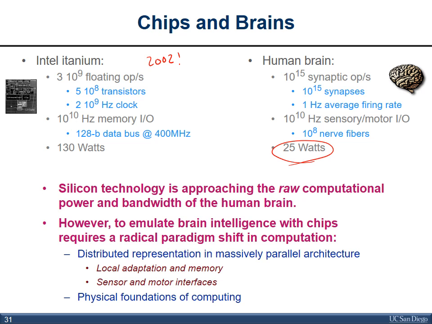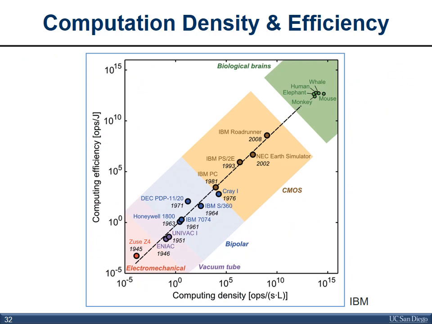So the lesson here is that silicon technology is approaching the raw computational power and bandwidth of the human brain, but it's still doing it in serial, linear, von Neumann types of architectures that are good for certain things like number crunching, but far less suitable for things like pattern recognition, for example. Okay, and so as a circuit designer, it is very useful to try and understand how the brain works. So here's just another example.